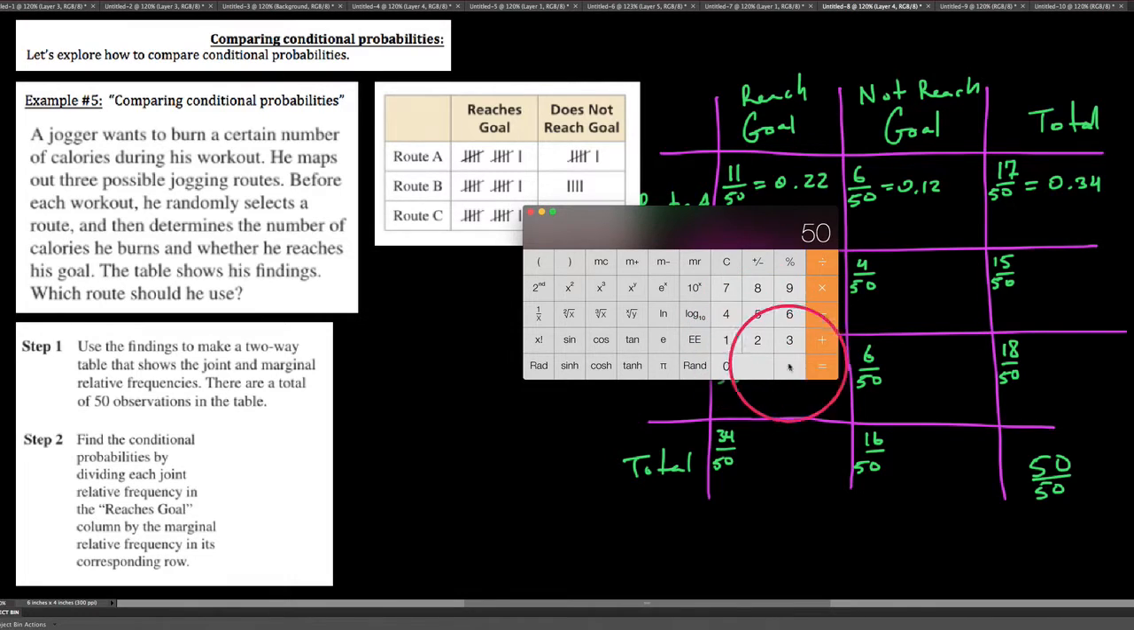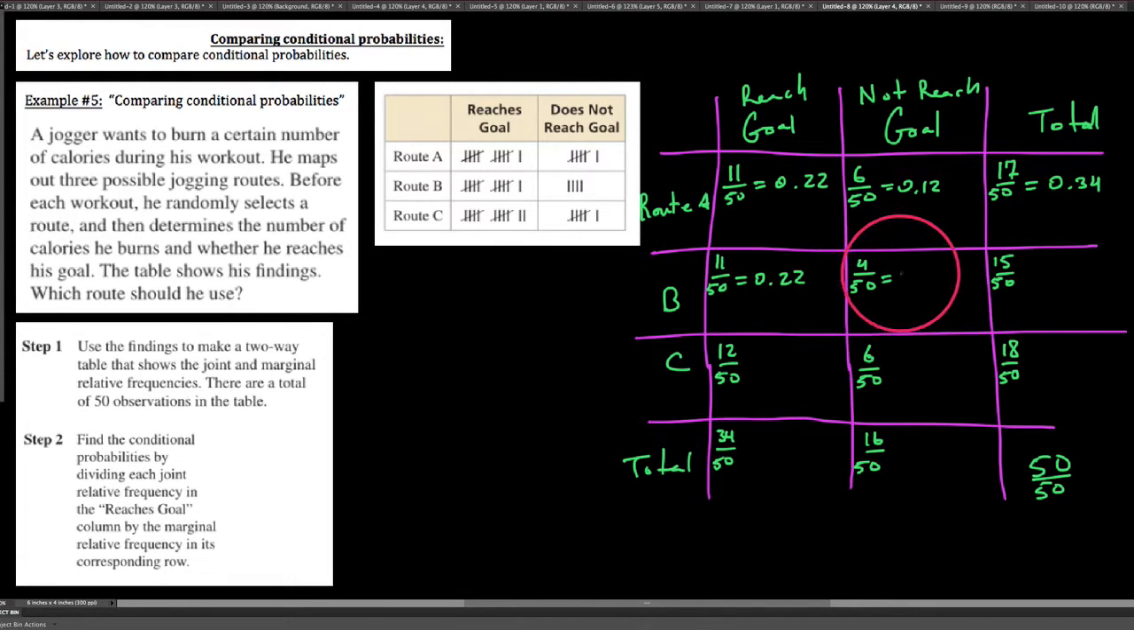4 divided by 50 would give us 0.08 as the joint relative frequency here. So we would say 22% plus 8%, that'd be 30%. Oops, I almost wrote 30%. I meant 0.30. And then, working downward here, we'd say, okay, so 12/50th bigger than 11/50th.